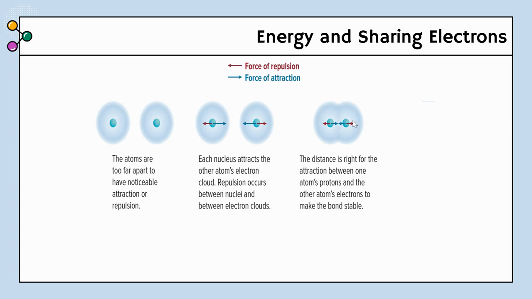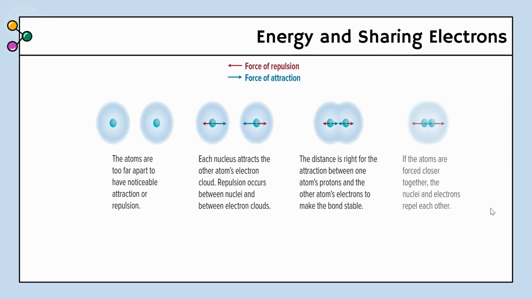That attraction will bring those atoms together, and they'll reach some distance where the electrons pulling the atoms together and the positive nuclei pushing themselves apart will get to the point where those forces are equal and the energy is minimized. And this is really the situation right here where we have a covalent bond. When the electrons pulling the two nuclei together is offset by the nuclei pushing each other apart.